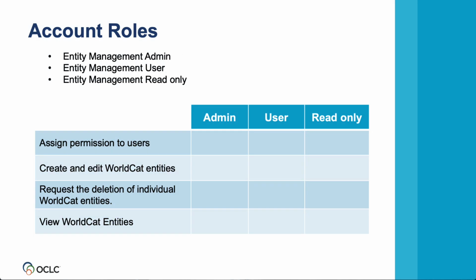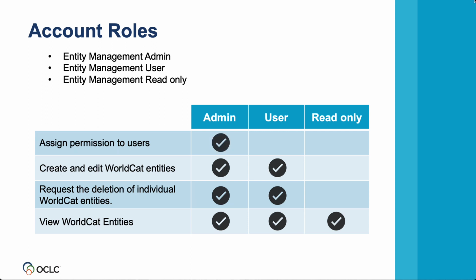Access to OCLC Meridian begins with the appropriate account roles. All roles provide the ability to view WorldCat entities. With the Entity Management User role, users are able to view WorldCat entities, create and edit WorldCat entities, and request the deletion of individual WorldCat entities. The Entity Management Admin role provides all of the same permissions as the Entity Management User role, with the added ability to assign permissions to other users.